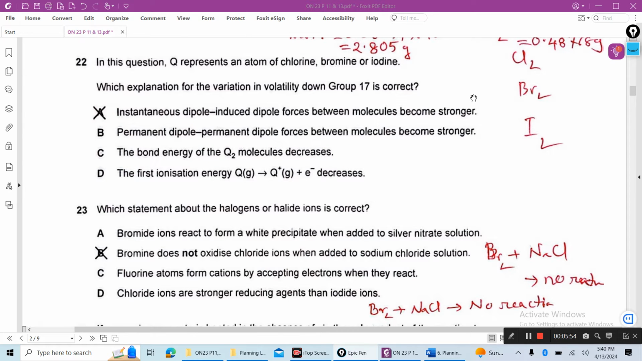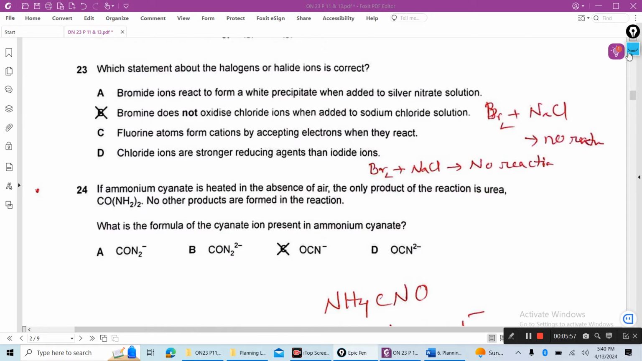Then 23. Which statement about the halogens or halide ions is correct? B.